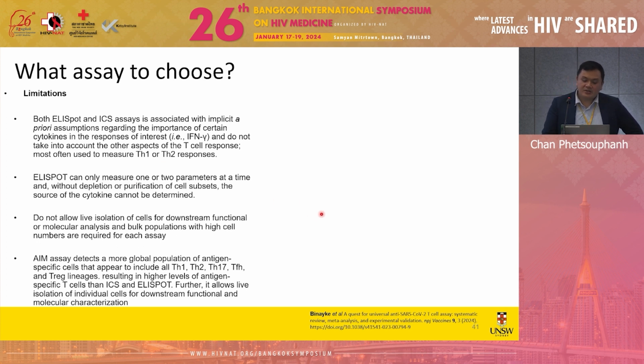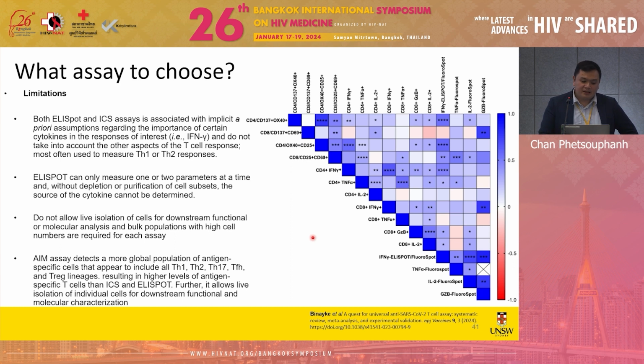The ELISpot can only measure a couple of parameters at a time, and then you have to either deplete or purify, separate the different CD4, CD8 subsets to determine where the cytokines are coming from. Otherwise, you won't be able to tell. And you cannot do live isolation of these cells for downstream functional or molecular analysis. The AIM assay, however, can detect a more global population and higher levels of antigen-specific T-cell clones than ICS and ELISpot, and it allows live isolation of these cells for downstream functional and molecular characterization.